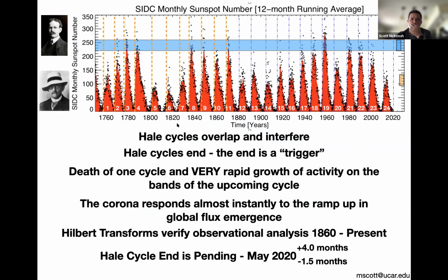So the basic gist here is that hail cycles are present. You can observe them, they overlap, and they probably interfere with one another. The end of a hail cycle looks like a trigger event, literally. The death of one cycle leads to the very rapid growth of another one. The corona responds almost instantly. And that is out of date and wrong at the bottom, just wrong.